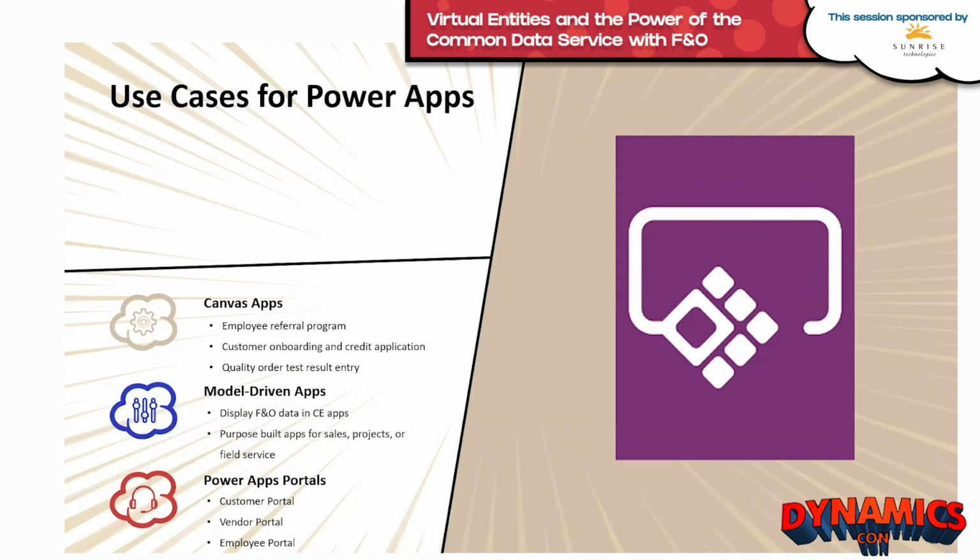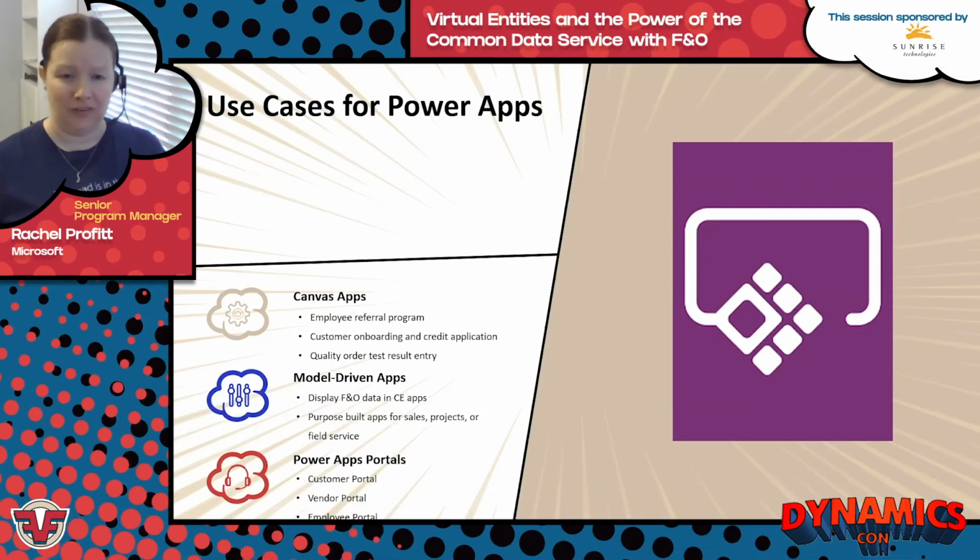But in order to have an employee referral program, I likely need my worker data, for example, from Dynamics 365 Human Resources. So using those virtual entities, I can surface that data into the Common Data Service and build a Canvas app right on top of it. Some other examples are customer onboarding and credit applications that your salespeople might complete while they're out in the field or traveling around to your various customer sites.